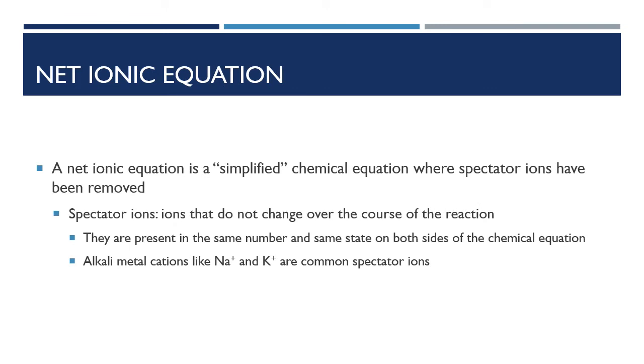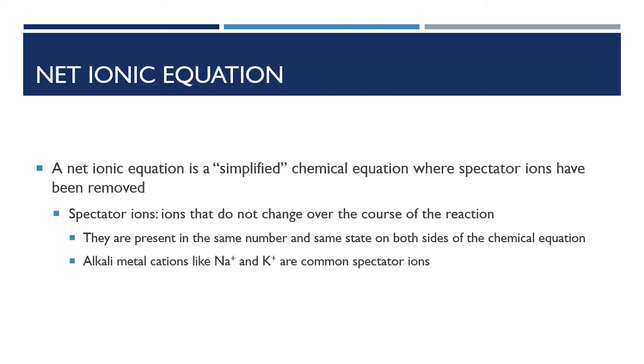This version is called the net ionic equation. The net ionic equation is a, quote, simplified chemical equation where the spectator ions have been removed. Spectator ions are ions that do not participate in the chemical reaction, and therefore they do not change over the course of the reaction. Basically, they are simply there and observing, but are not changing. In a total ionic equation, they are present in both the same number and in the same state on both sides of the chemical equation.